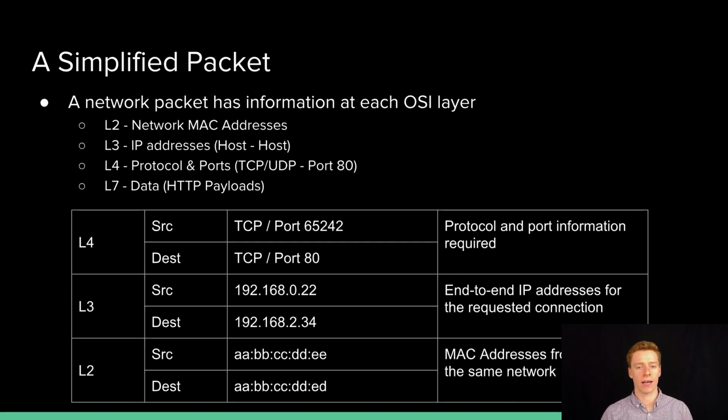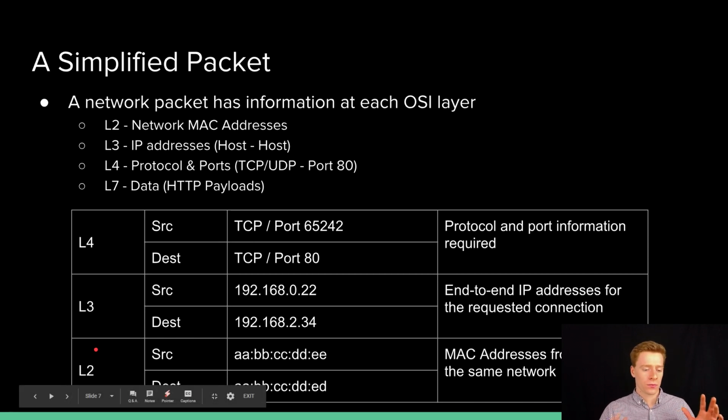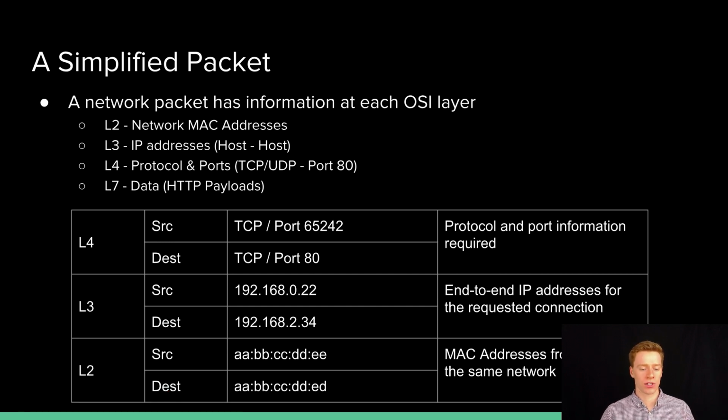So here we can see a breakdown of the packet. This is really simplified. Typically there's a lot more information in a packet, such as checksums, data lengths and stuff like that. So if you want more detail about that, go off and search about it. There are some links in the description below. But for the purposes of routing, this is all the information that's required. So you have your layer 2, your MAC address, your layer 3, and your layer 4, which is saying the protocol and the port information.